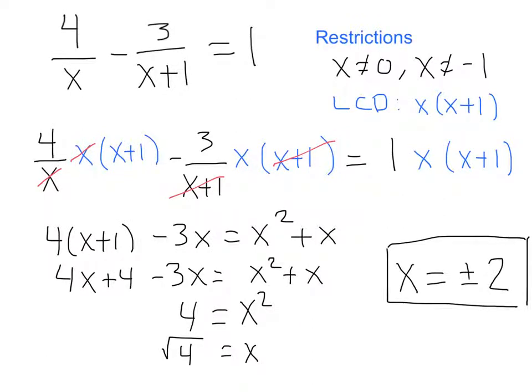We have 2 restrictions for this problem, x equals 0 and x equals negative 1. Both of those are the values that if you plug them into the denominator, you'll get 0. The LCD for this problem is x times (x plus 1), and then multiply everything by it. Cancel out your denominators, so then you're left with 4(x plus 1) minus 3x equals x squared plus x, and then go through, solve for x, take the square root of both sides, you end up with 2 answers, x equals plus or minus 2.